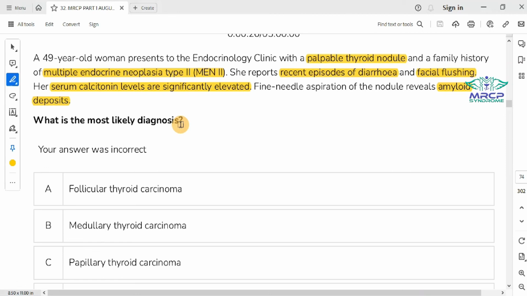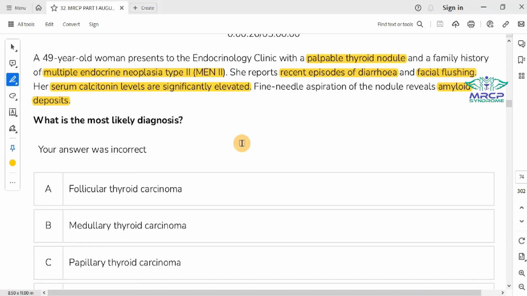A 49-year-old woman presents to the endocrinology clinic with a palpable thyroid nodule and a family history of multiple endocrine neoplasia type 2. She reports recent episodes of diarrhea and facial flushing. Her serum calcitonin levels are significantly elevated. FNC reveals amyloid deposits. What's the most likely diagnosis?